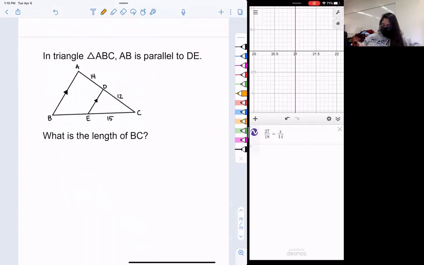So then let's try this one. In triangle ABC, AB is parallel to DE. So they told us this is parallel to this. They said it right here. What is the length of BC? I'm looking for BC. How am I gonna find out what BE is? We have to put an X. Very good. Let's put an X first.